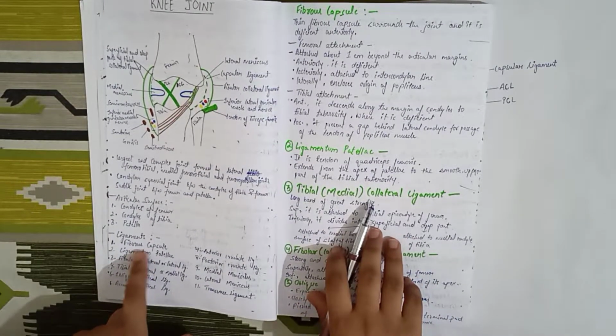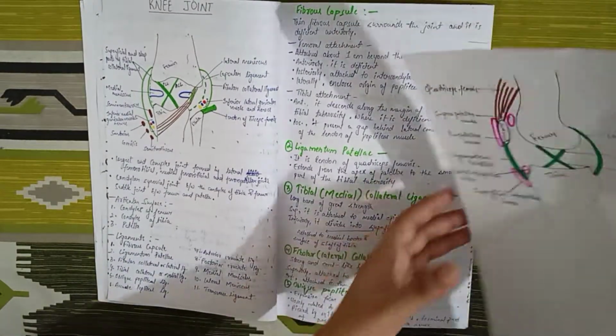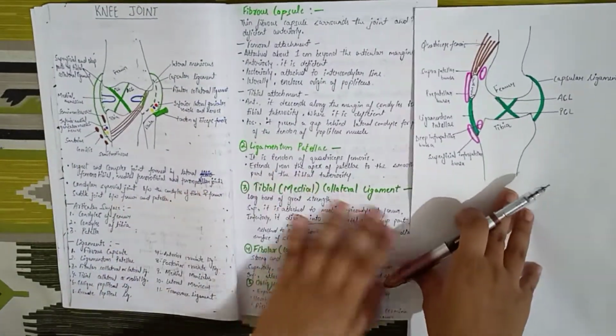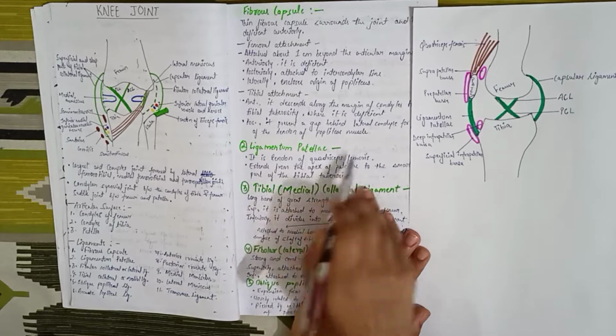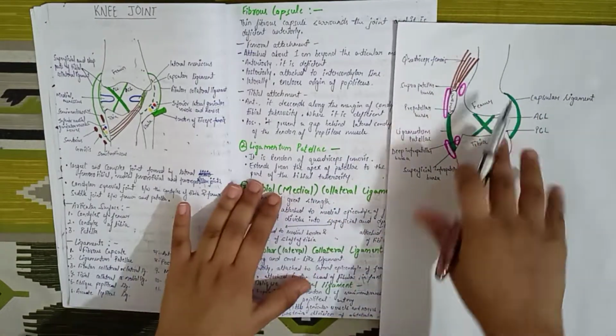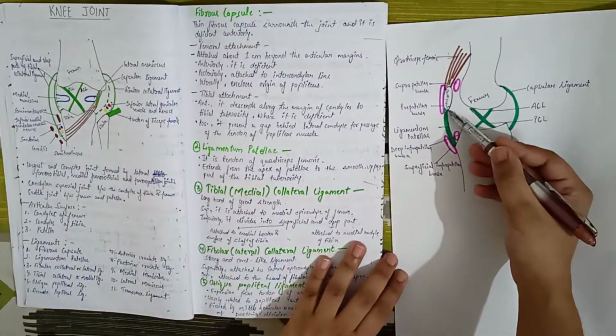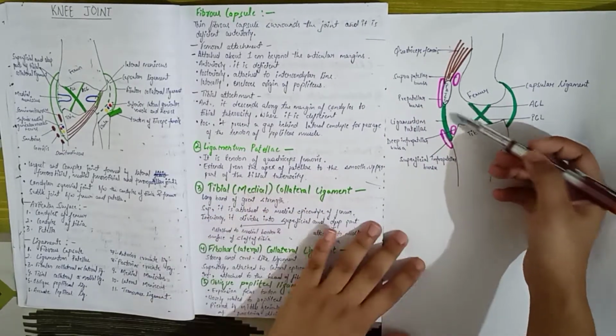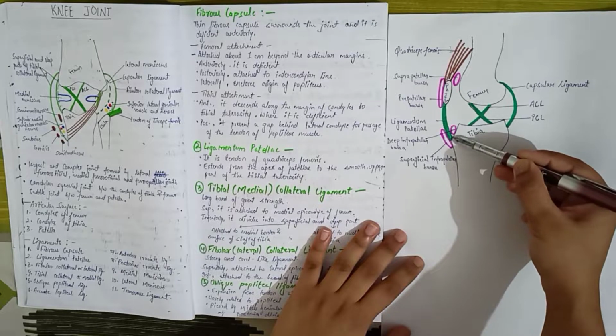The second ligament is the ligamentum patellae. This is the ligamentum patellae. It is the tendon of quadriceps femoris. It extends from the apex of the patella to the smooth upper part of the tibial tuberosity. This is the tibial tuberosity.